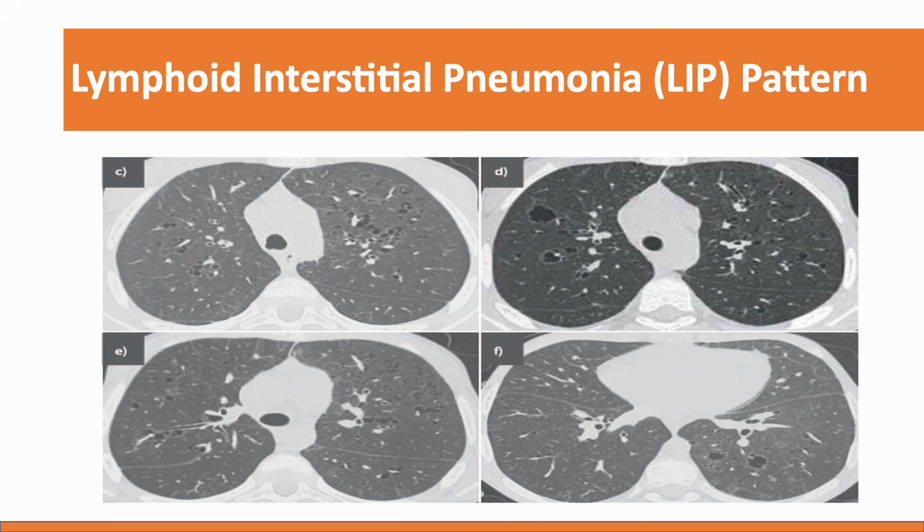We see a bilateral ground glass opacity that is usually diffuse, but sometimes you may also see patchy ground glass opacities. And you may also see nodules which may be centrilobular, subpleural, or along the bronchovascular thickening. But what we typically also see are cysts. Randomly distributed thin walled cysts are very, very common, seen in 70% of the cases.